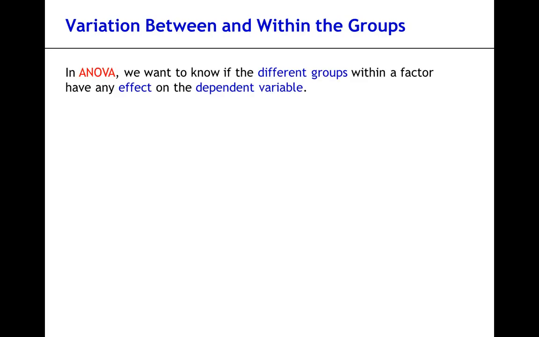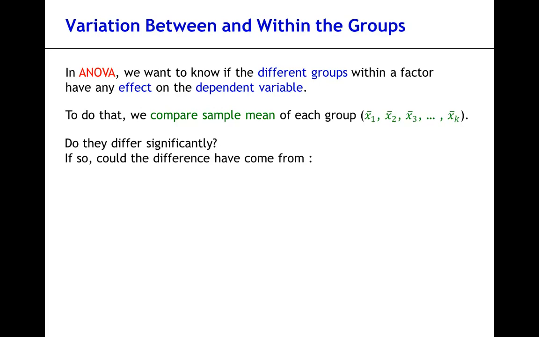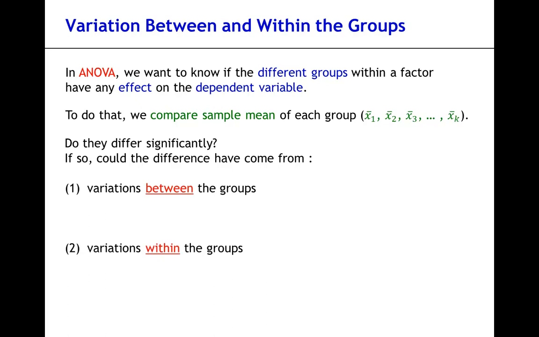So in ANOVA, the objective is to see if the different groups within a factor has any effect on the dependent variable. To do that, we need to compare the sample means x bar sub 1, x bar sub 2, etc. of each group. The question to ask ourselves is whether these sample means differ significantly. If they do, where could the difference have come from? Is it due to variations between the groups or variations within the groups?